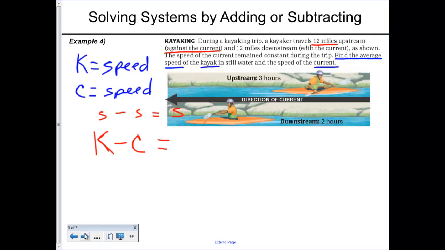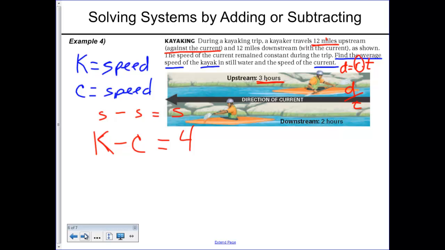Well, we have a distance of 12 miles, and they told us in the picture that it took 3 hours to do that. Well, distance is equal to rate times time, and the rate is what I'm looking for. So how do I calculate rate? Well, we take distance and we divide it by time. So 12 miles over 3 hours gives us a rate of 4 miles per hour. So our upstream speed was only 4 miles per hour.